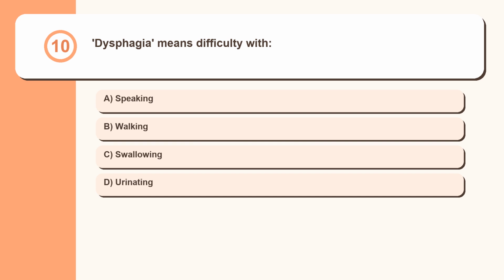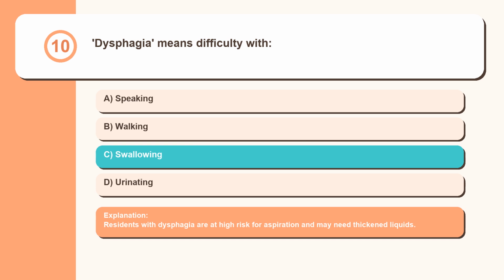Question 10. Dysphagia means difficulty with speaking, walking, swallowing, urinating. Residents with dysphagia are at high risk for aspiration and may need thickened liquids.